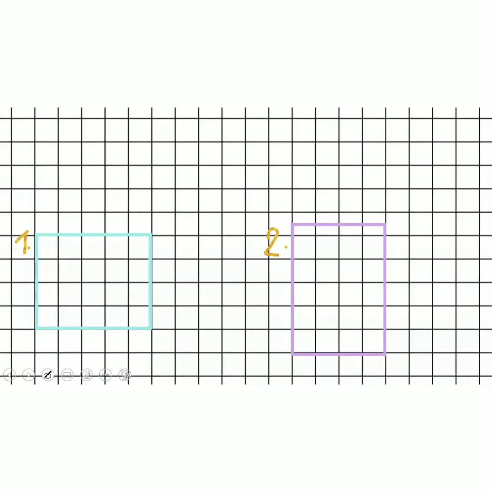Let's learn how to find the area using a grid. I'm using 1 by 1 centimeter squares, which means our measurement is centimeters. So in square 1 or rectangle 1, we have to remember it's centimeters. We're going to count how many small squares are inside of our shape.